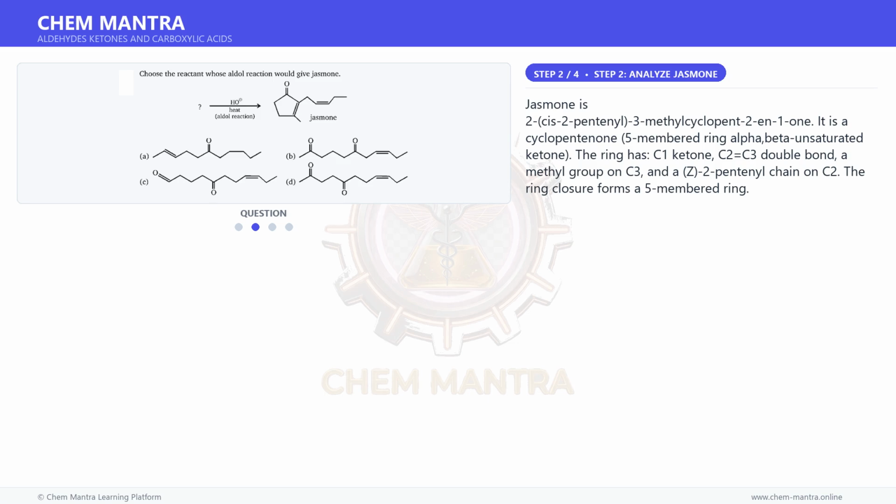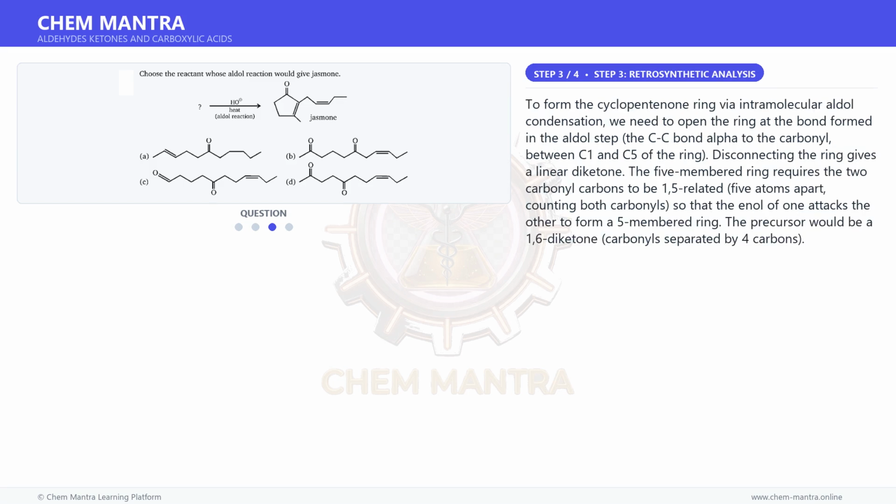Jasmone is 2-cis-2-pentenyl-3-methylcyclopent-2-en-1-one. It is a cyclopentane, a 5-membered ring alpha-beta unsaturated ketone. The ring has a C1 ketone, a C2=C3 double bond, a methyl group on C3 and a Z-2-pentenyl chain on C2. The ring closure forms a 5-membered ring. Moving on to the next step.